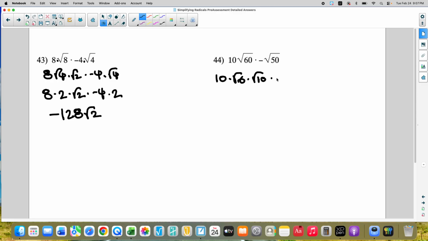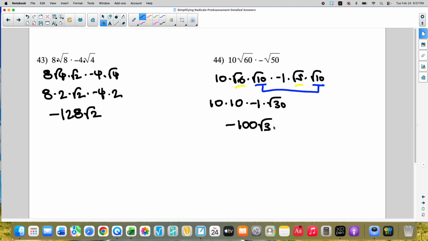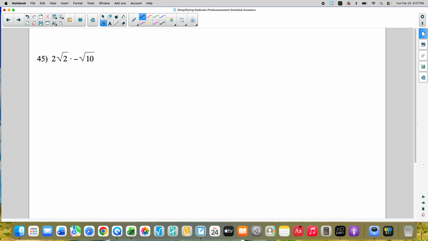10 times, we'll do rad 6, rad 10. This is a -1 times -1 times rad 5, rad 10. So we have 10. We've got the match here. So we got 10 times 10 times -1. And then these leftovers don't have a common factor, so that's going to make rad 30. So that's 100, so -100 rad 30. That's a good one.